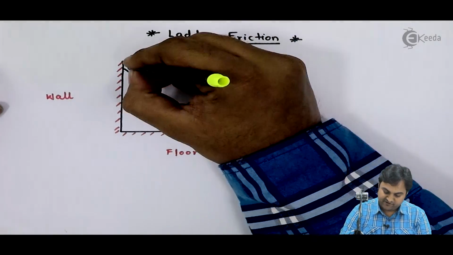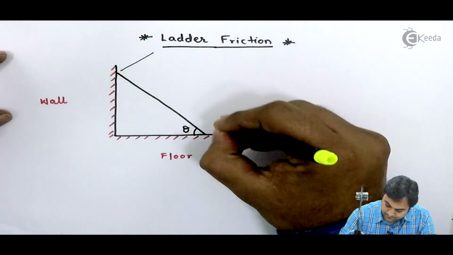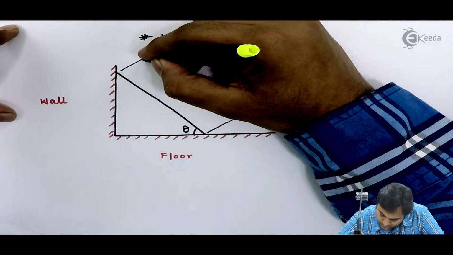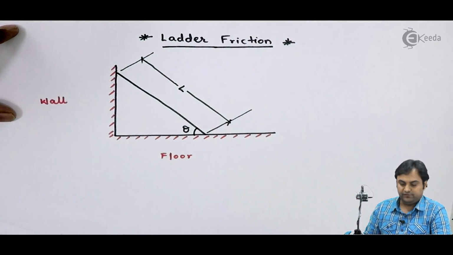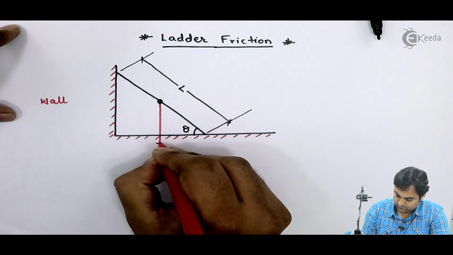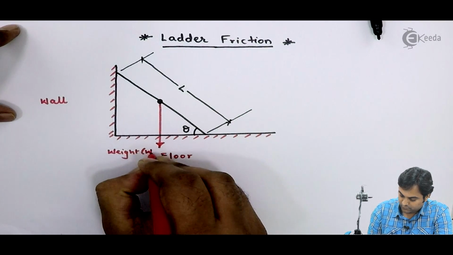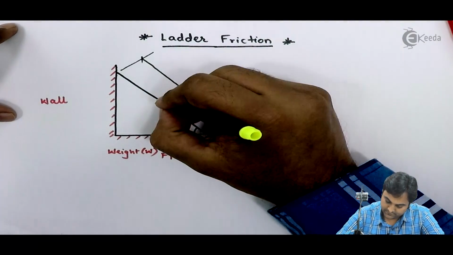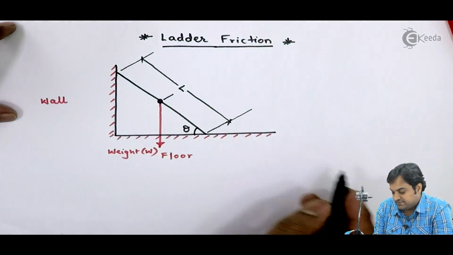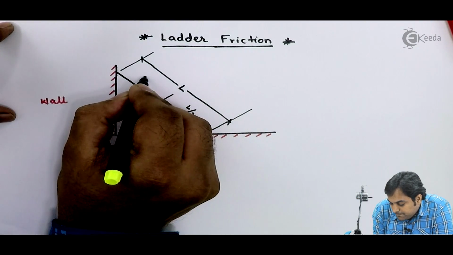Now, if I denote the length of this ladder as capital L, the weight of the ladder would be acting in the downward direction. Here I have the weight of the ladder, and if I plot it parallel to the length, this distance would be exactly half, L by 2, from both the sides.